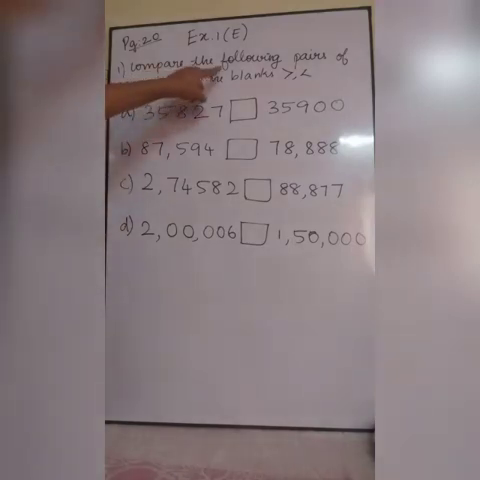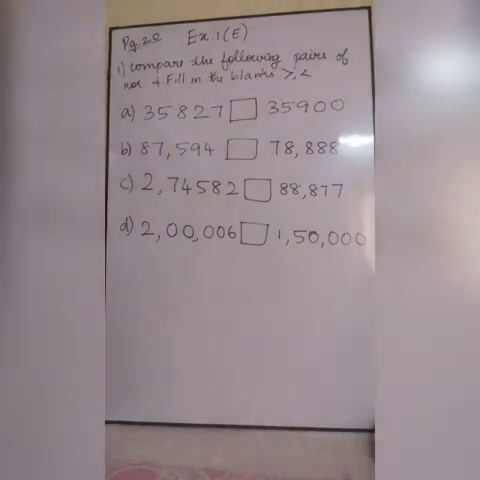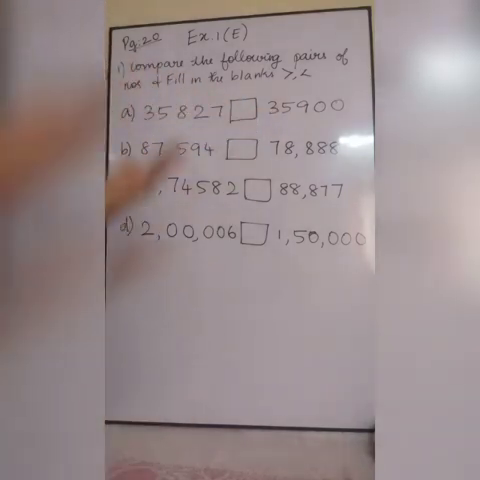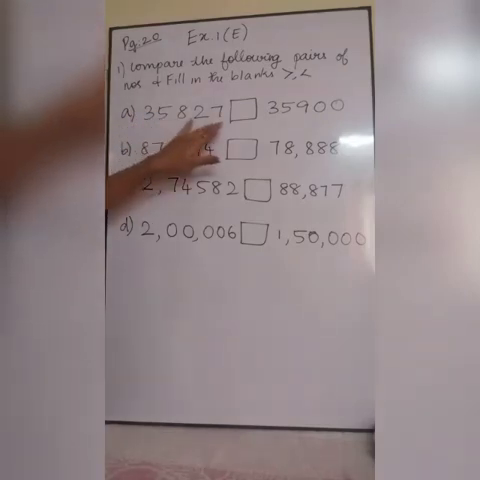Compare the following pairs of numbers and fill in the blanks with greater sign or smaller sign. What we are going to do is compare these two numbers and write which is greater, which is smaller. So first, in comparison, you should count the number of digits, right? So how many digits are here?